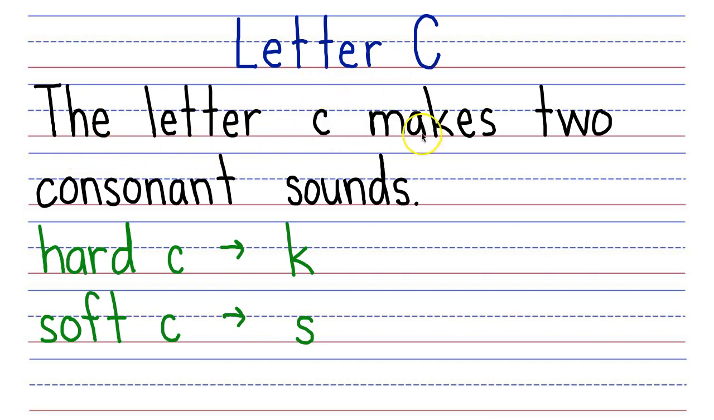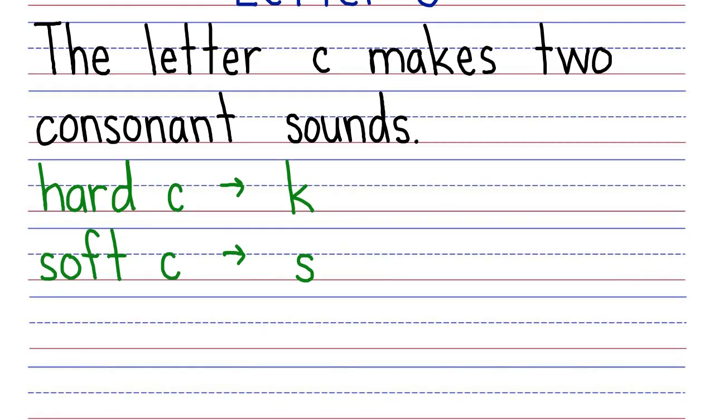The letter C makes two consonant sounds. It makes a hard C sound, k, which is the same as the sound of K, k, and it makes a soft C sound, s, which is the same as the first sound of S, s. Get out a paper and pencil, and we are going to write the lowercase c and the uppercase C 5 times each.